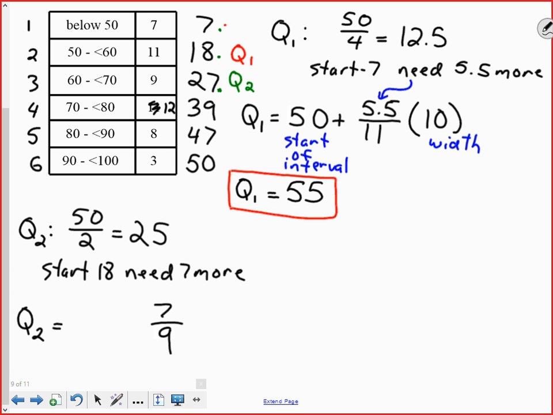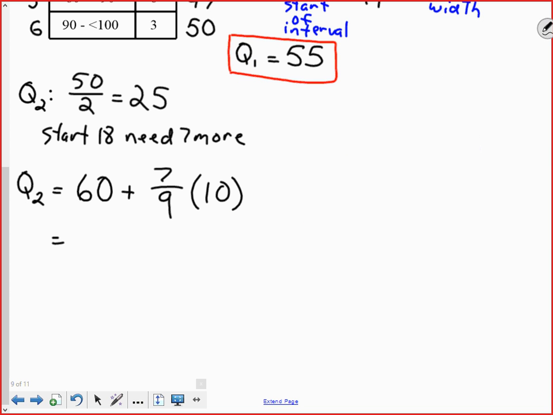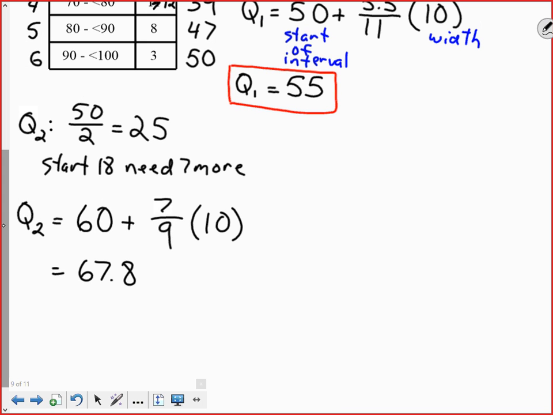And then again, we need the width of the interval, and we need the value at the start of that interval, which is 60. So 60 plus 7 over 9 times 10 is going to give us our value for Q2, which gives us 67.8. So this is our Q2, or our median value. And we'll highlight this in green here.